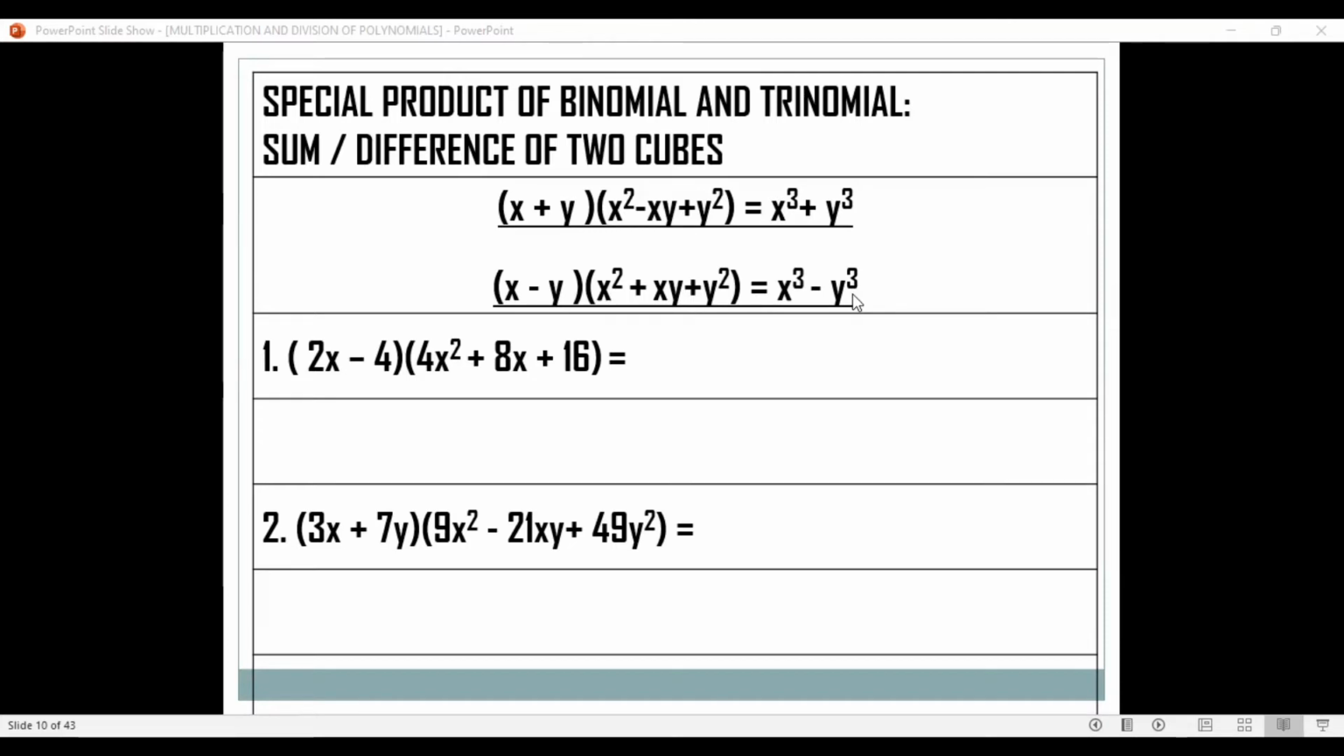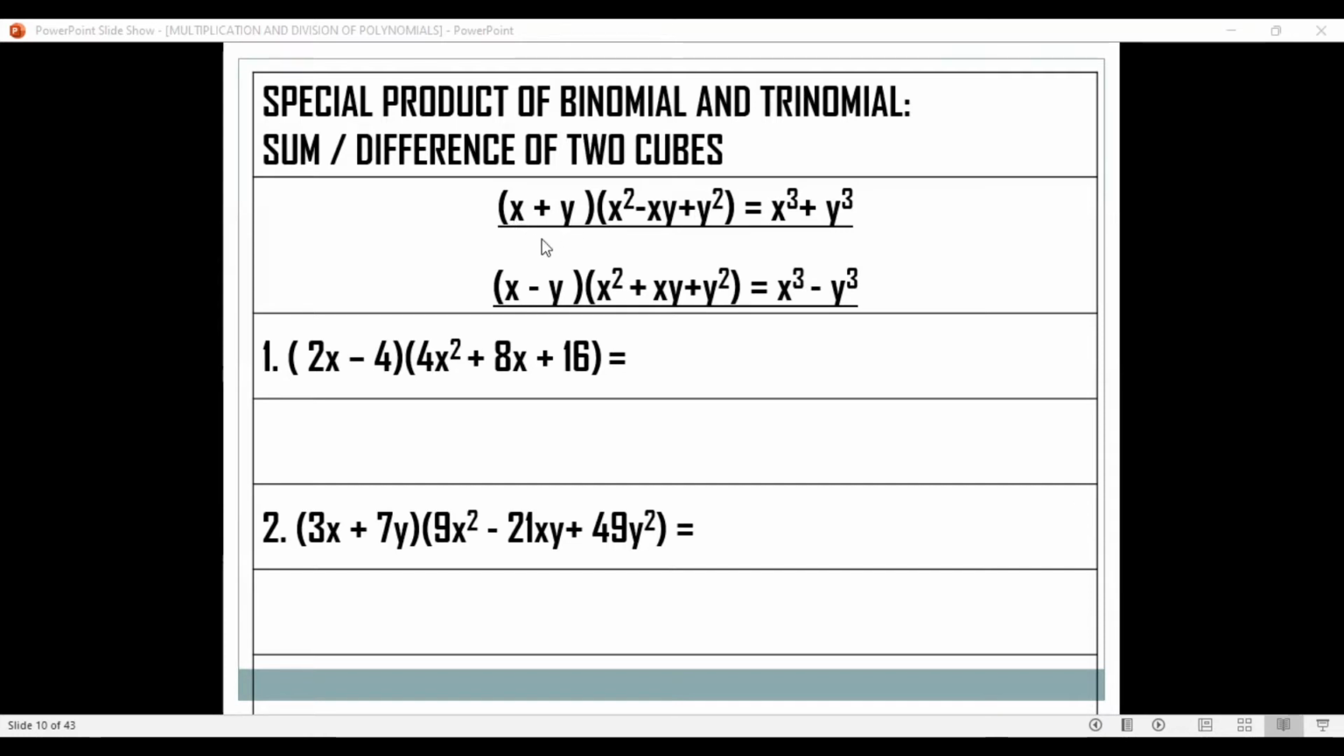When does this situation or case happen? Remember, this is only possible once we have a binomial and we are multiplying this binomial by the square of the first term in that binomial, and the negative of the product of the first term and the second term. Like in this case, you have x as your first term and y being the second term.